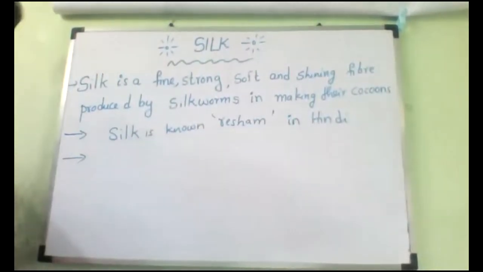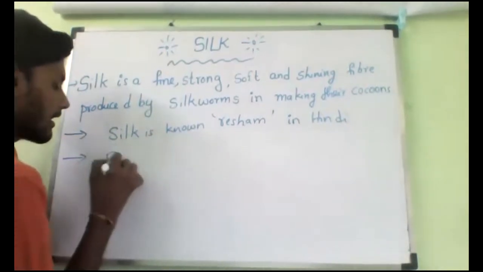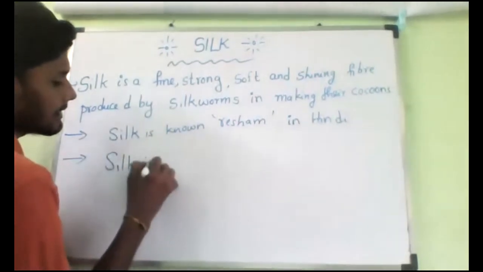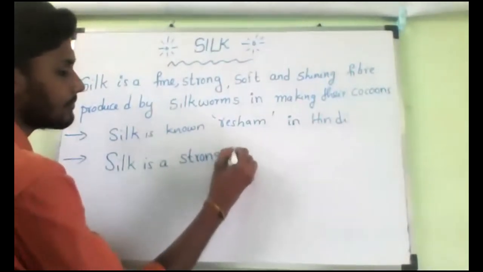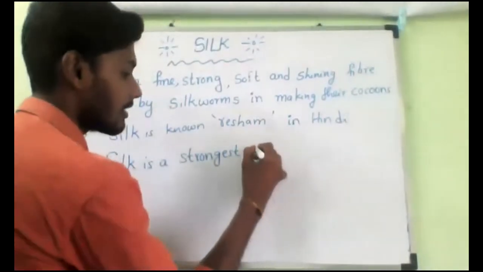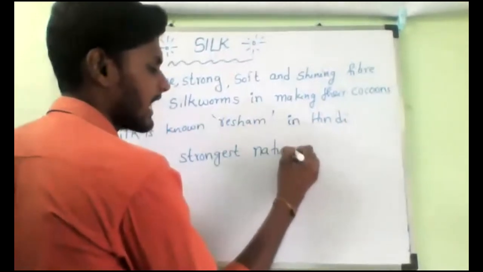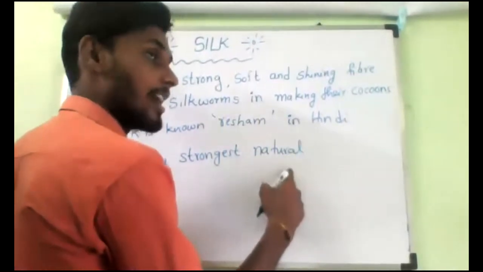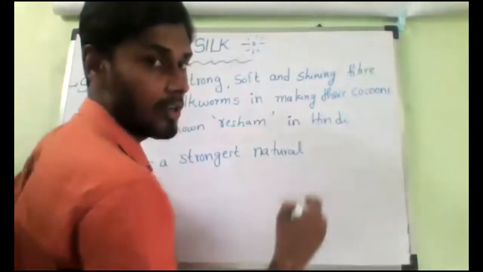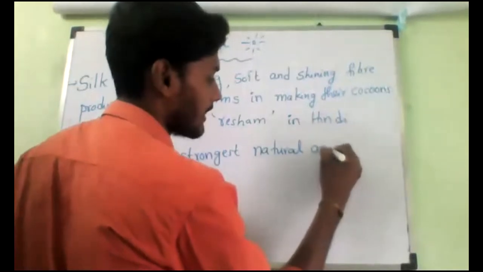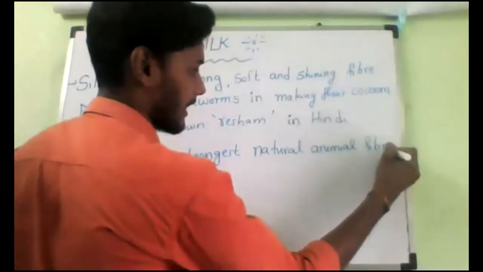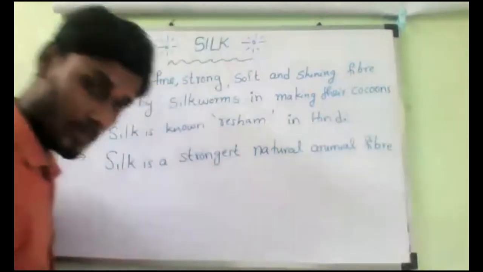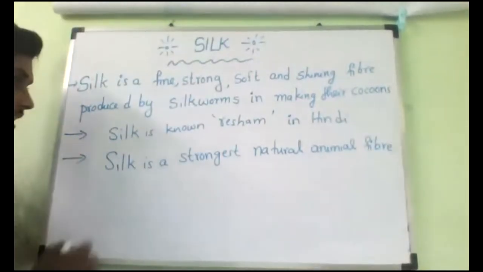Next, the third point. Silk is a natural fiber. Silk is the strongest natural fiber. You should write it all as one single point. Natural, and is it an animal or plant fiber? Animal fiber. A single statement, everything covered. Natural, yes, animal fiber. Understand?